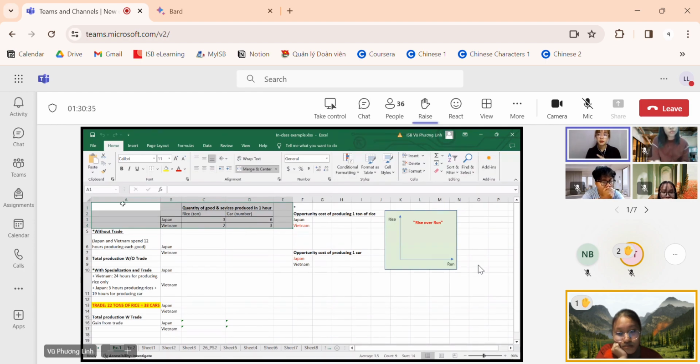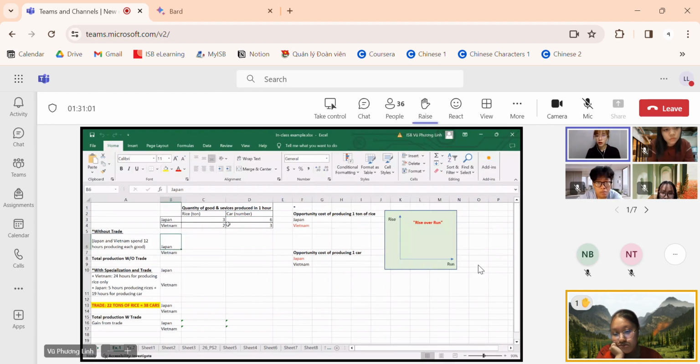So now let's see that relationship more clearly by comparing the case of trade and without trade. Okay, so at first, if Japan and Vietnam don't trade with each other, they just produce and consume inside their country. So they allocate an equal amount of time for rice and car production. They spend 12 hours for each product, right? So can you calculate using your calculators next to you and tell me what is the total amount?